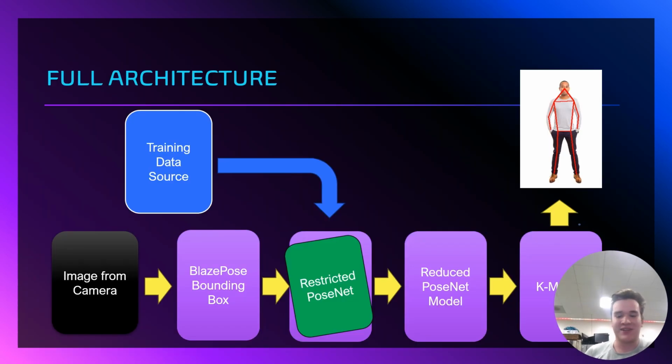So in place of the smaller PoseNet model, I put in a restricted PoseNet. Essentially, it's the full PoseNet architecture, but I do some additions, and I take the left elbow and right elbow heat maps and add them together to kind of simulate what the smaller PoseNet architecture would look like. So it's not perfect, but we're demonstrating the technique at this point.